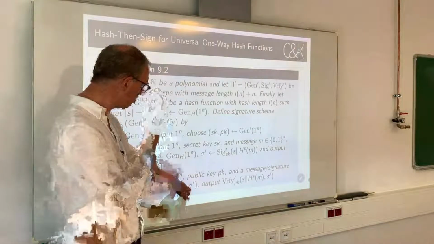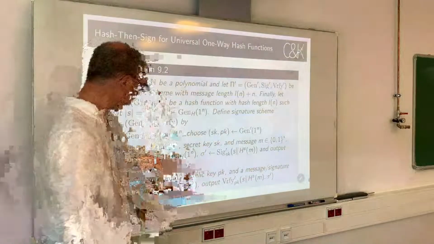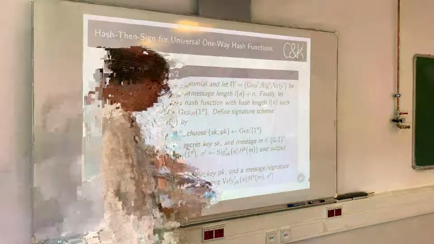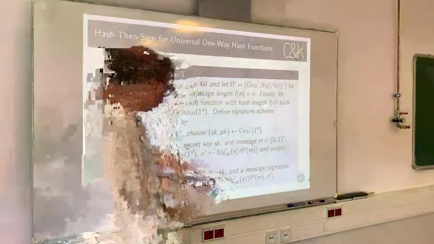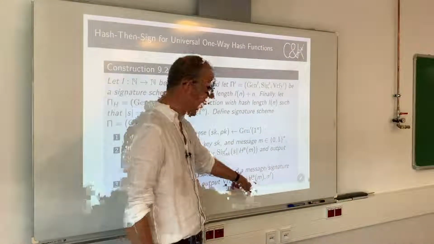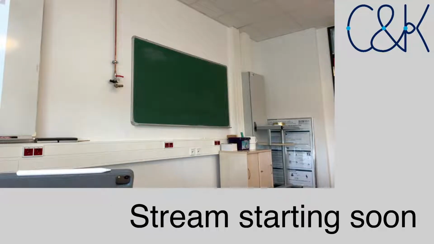And the verification, once you get the public key and a message and signature pair m, sigma. Sigma consists of s and sigma prime, where s is such a key. We output one if and only if the verification of the original scheme on s concatenated with H_s of m, and sigma prime is 1.